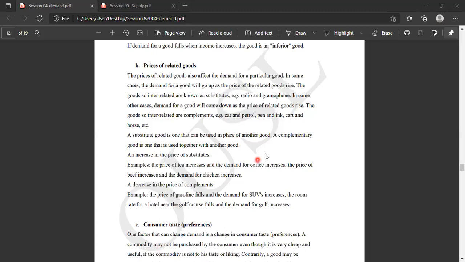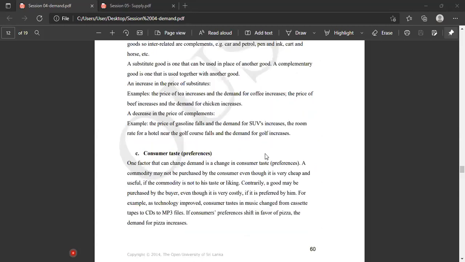Okay. Now, the next one, consumer taste. Otherwise, preferences. You know, from time to time for certain products, the preference increases. So if there is a huge preference for certain products, the demand for those products will increase. If there is a drop in the preference, the demand will decrease. That's a summary of this. So, consumer taste or preferences.